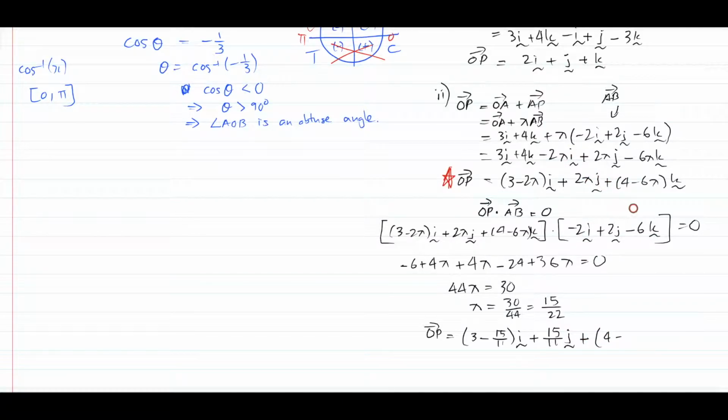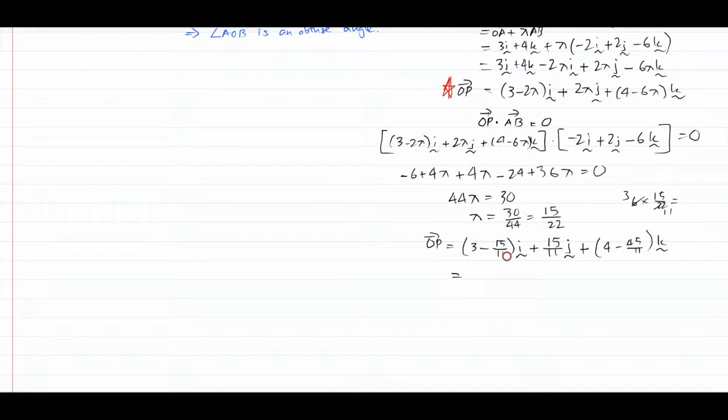4 minus 6 times lambda, 6 of course, times, we can simplify, so 6 multiplied by 15 on 22. Let's see what that simplifies to. Well, this one becomes 11, that becomes a 3, so that's 45 on 11, and then k. Right, now let's just add up the fractions, or minus the fractions. 3 minus 15, that would be 33 minus 15, so that's 18 on 11i, and then plus 15 on 11j. And then of course this would be 44, so that's minus 1 on 11k. And there we go. So that is your vector OP, okay?